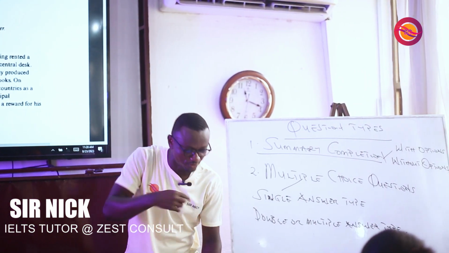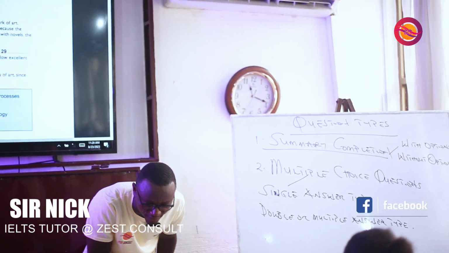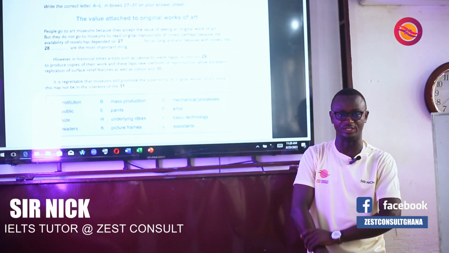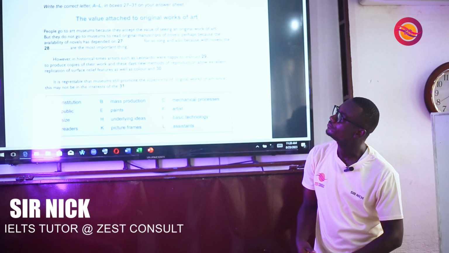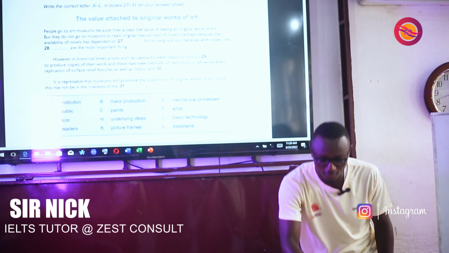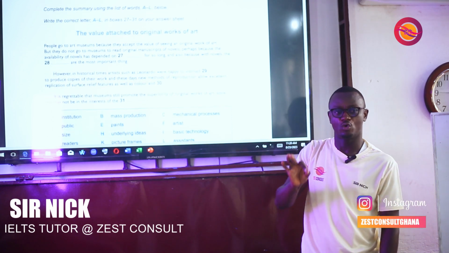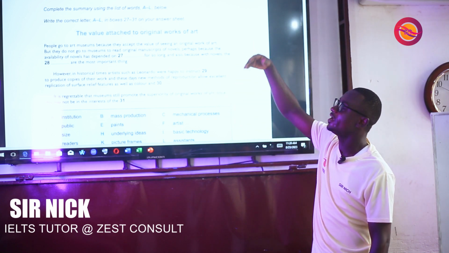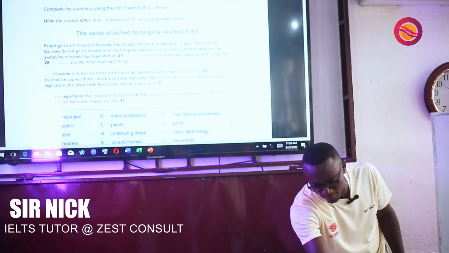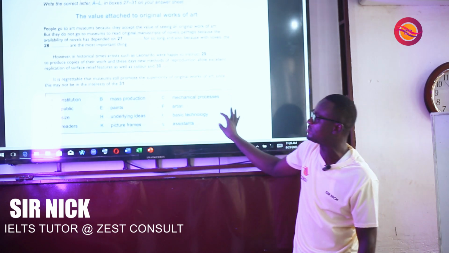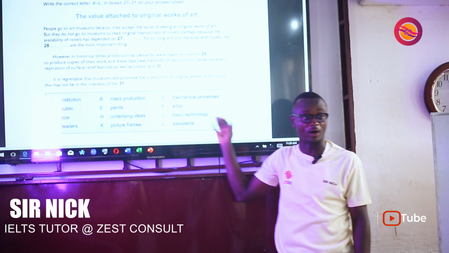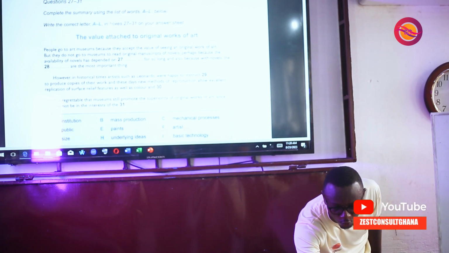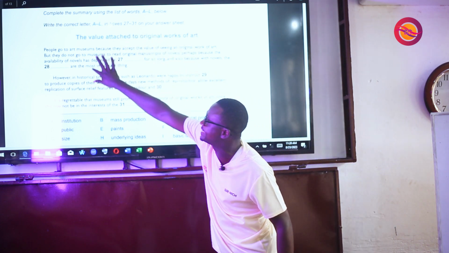Now, turn to the one in 27 to 31 as projected on the screen. Please read. Complete the summary using the list of words A to L. We are saying that complete the summary using the list of words A to L. Now, this time, are you seeing a list of words provided? A to L, yes or no? So this time, the question mandates us to complete this summary.